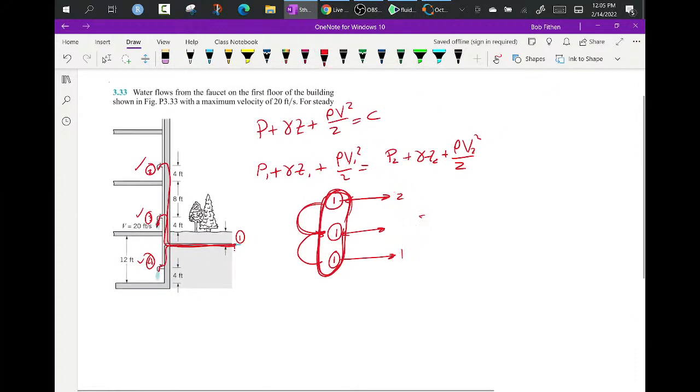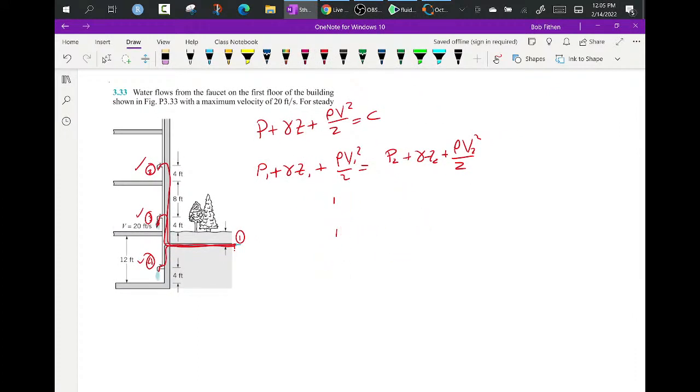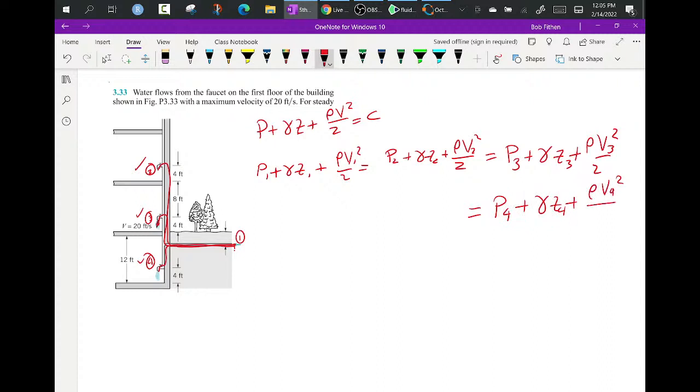So this means I can do this. It equals P3 plus gamma Z3 plus rho V3 squared over 2, which also equals P4 plus gamma Z4 plus rho V4 squared over 2. So the energy is the same at this spot, this one, and that one.